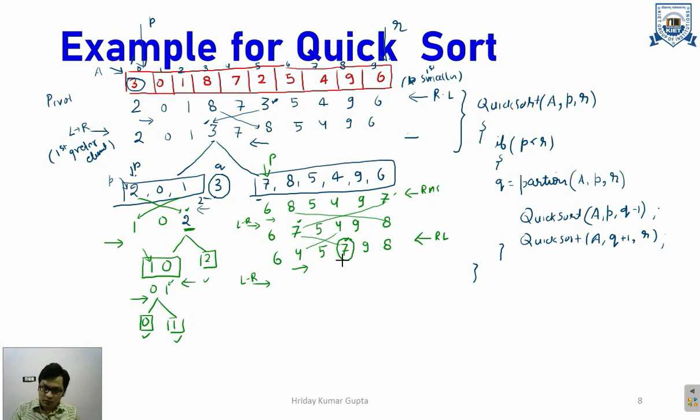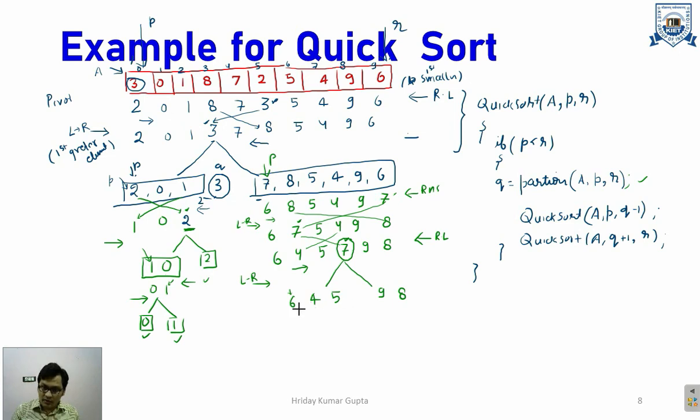Now from here I am going to split this array into two parts, 9 and 8. Now in this subarray I am going to apply the recursive call, again applying the partition algorithm, Quicksort on the left side and right side. Again similarly, I am going to take this 6 as a pivot element and move first right to left, looking for a smaller element.